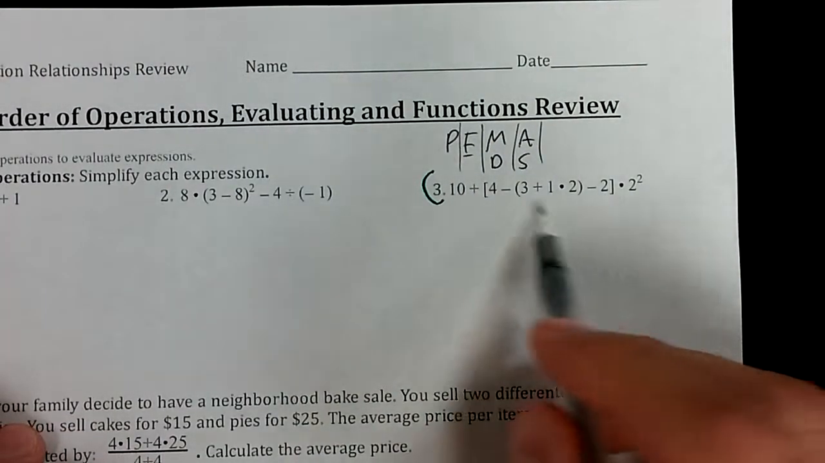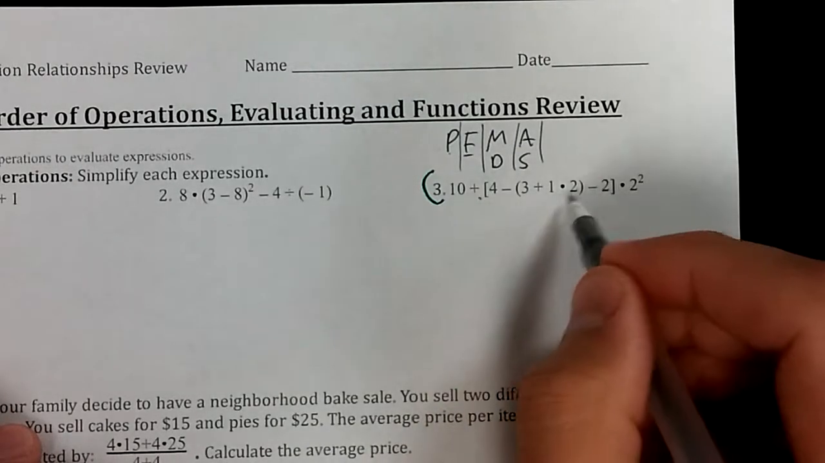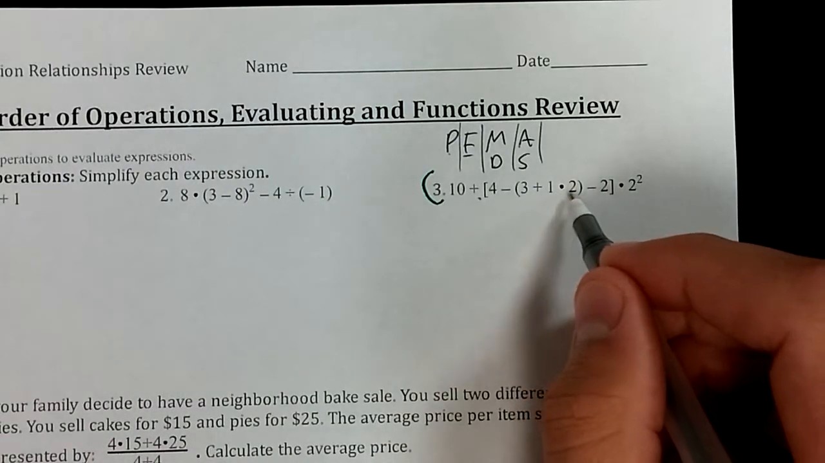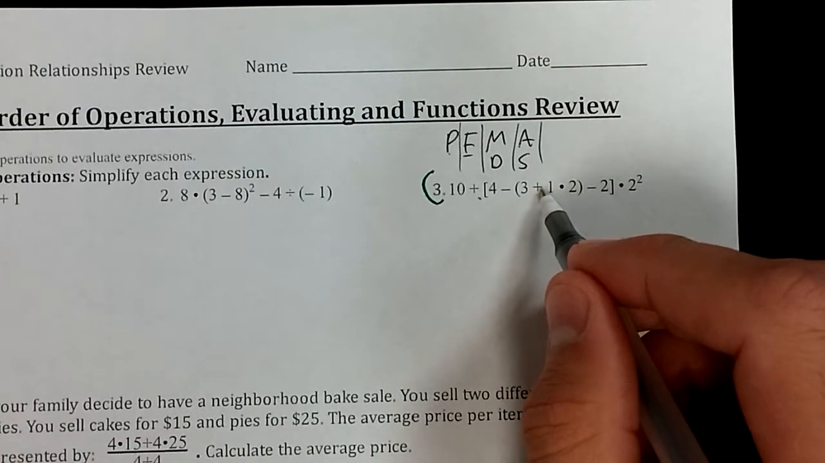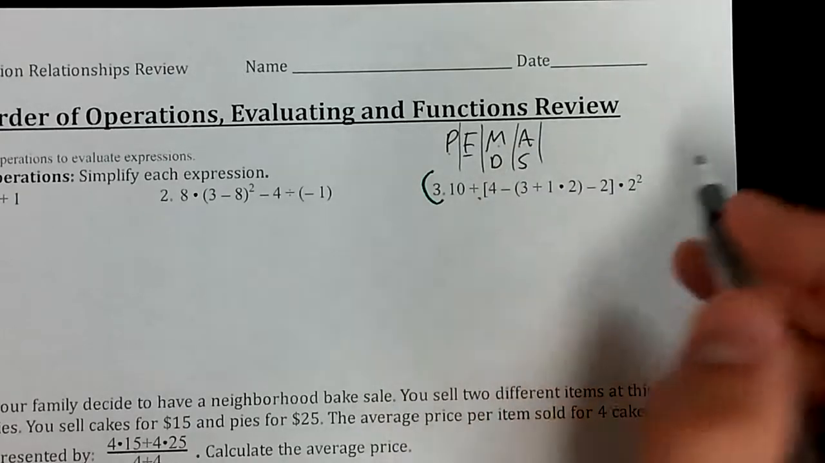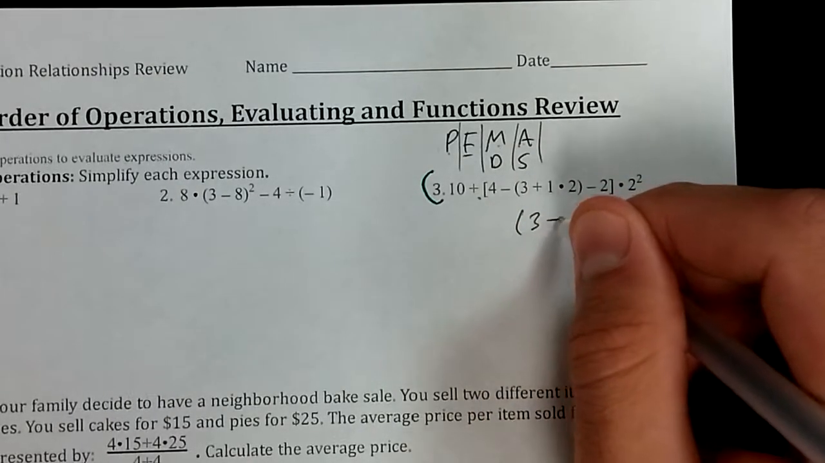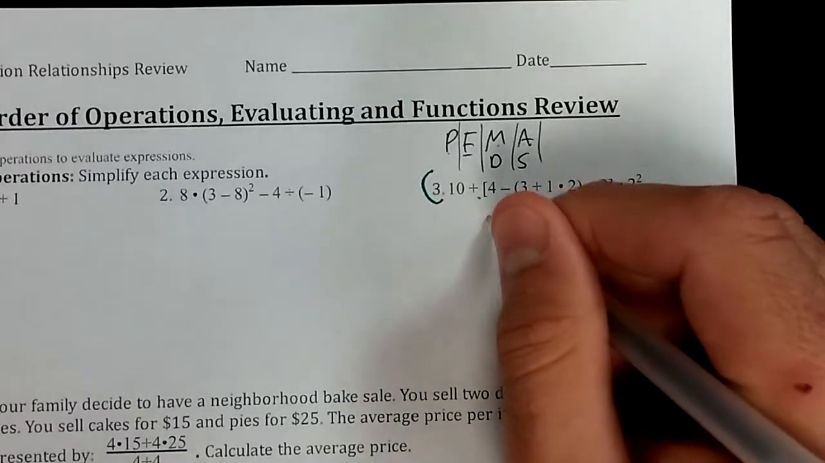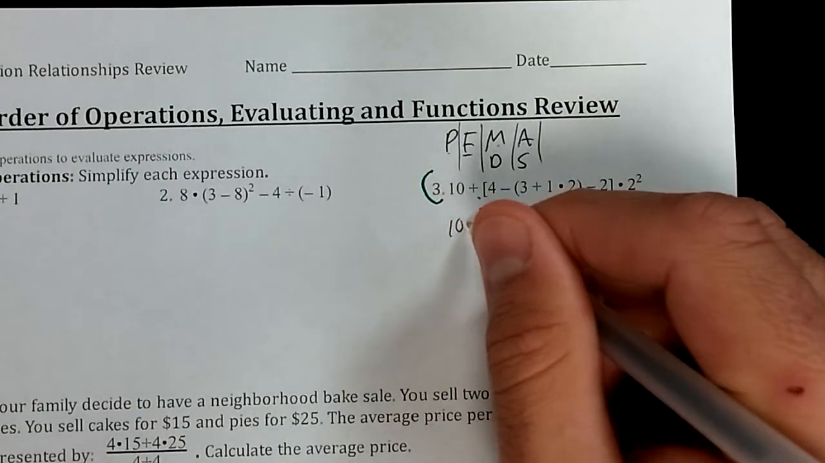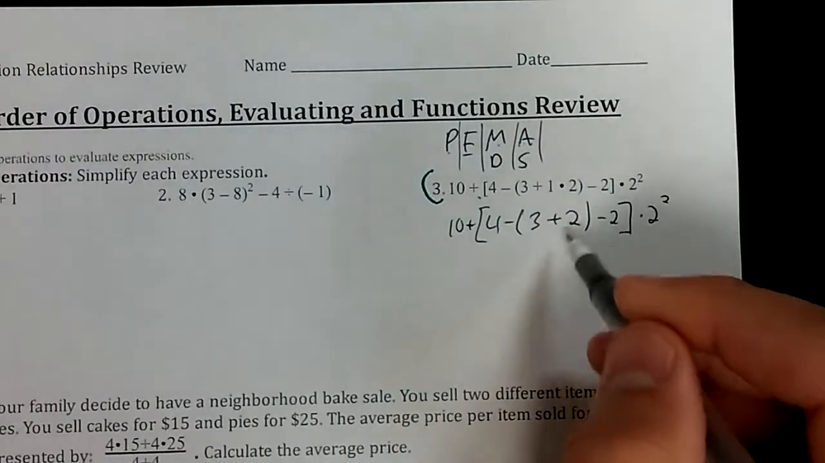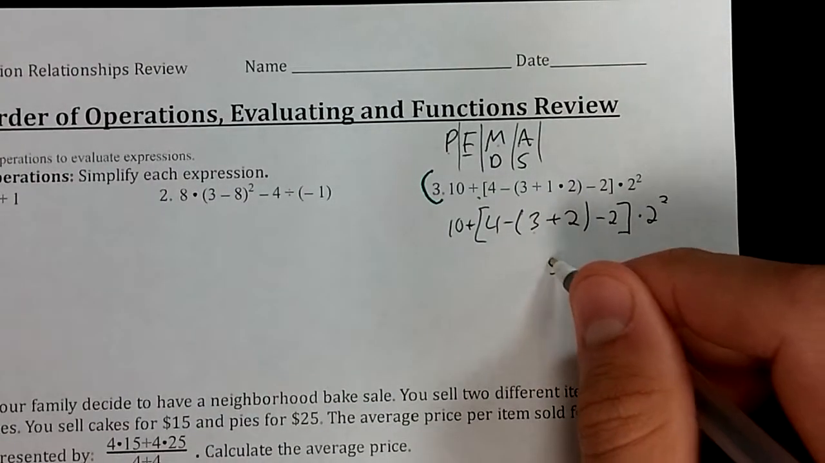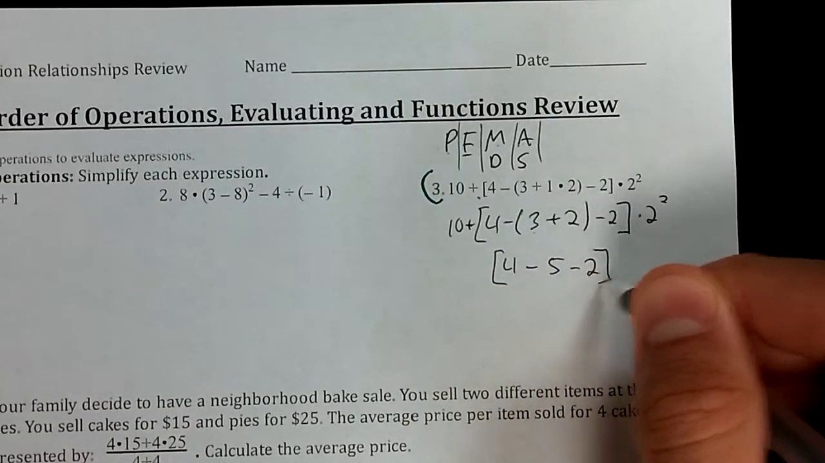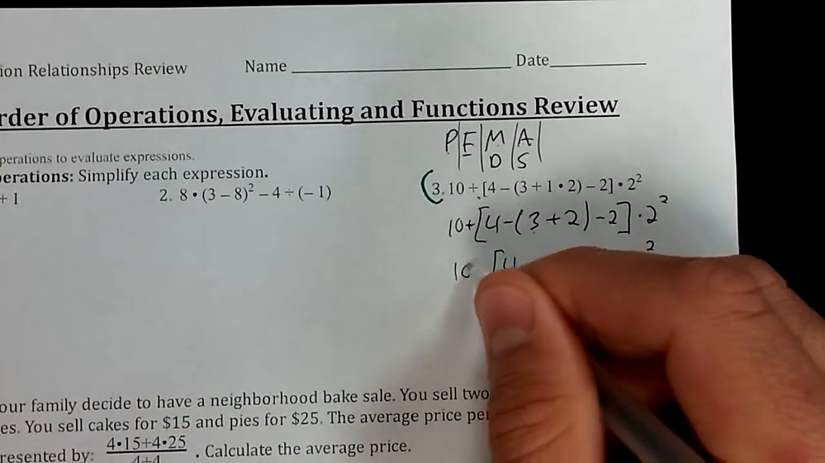Okay, so we're looking at this parentheses. We have 2 sets, so you always start from inside to go to the outside. So inside, I have 3 plus 1 times 2. Multiplication comes before addition, M before A. So this is going to turn into 3 plus 2. And I'm going to bring everything else down. Still have this in the parentheses. 3 plus 2 is 5. So this turns into 4 minus 5 minus 2. And I have 2 squared still, and 10 plus here.